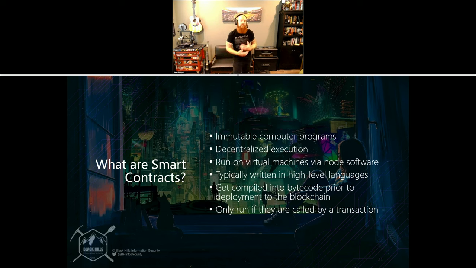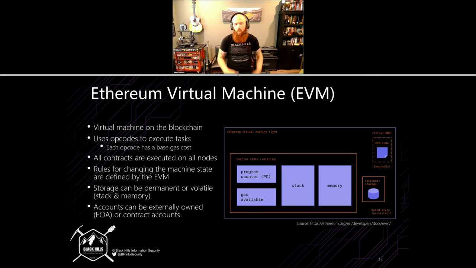But in most cases, the developers of smart contracts tend to open source and publish their code publicly as well. And these smart contracts only run if they're called by transactions. You can deploy them, they will sit there, and unless you've sent a transaction, they're just going to stay there. So where do these run, right?